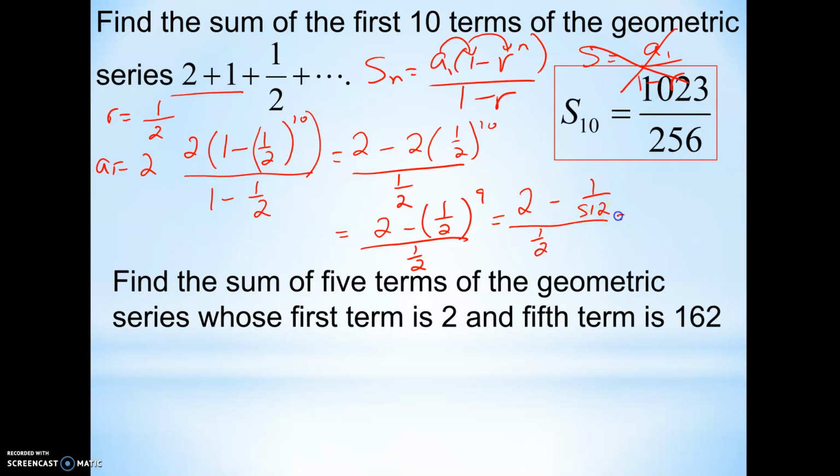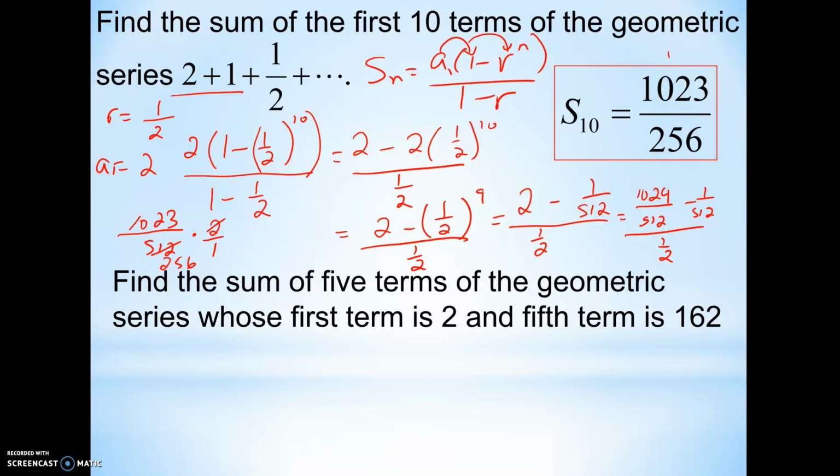This is 1/2. So now if I were to do this, this would be 1024 over 512 minus 1 over 512. And then I end up with the 1023. So I have 1,023 over 512. And then I have to keep, change, flip this 1/2. And that's where these two cancel and that becomes 256. And that's why I have this answer right here that's boxed.